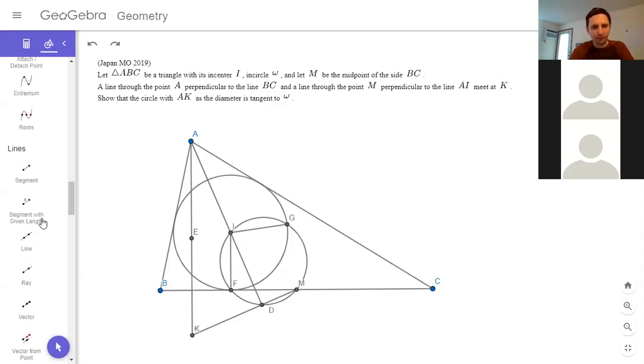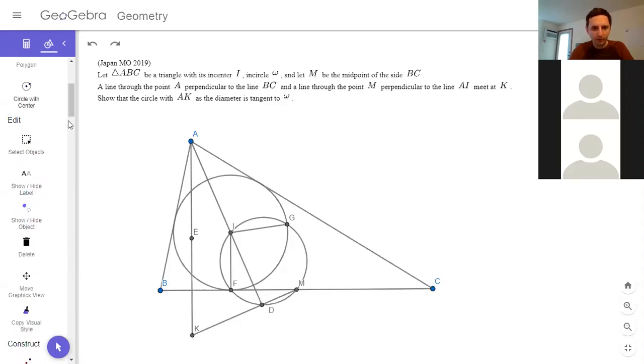I doubt it, but is I the midpoint of AB? No.